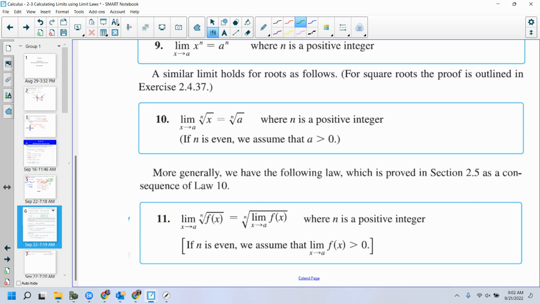And if n is even, like a square root, we assume that a is greater than 0, because if we didn't, then the limit would not exist, because the value would not exist.